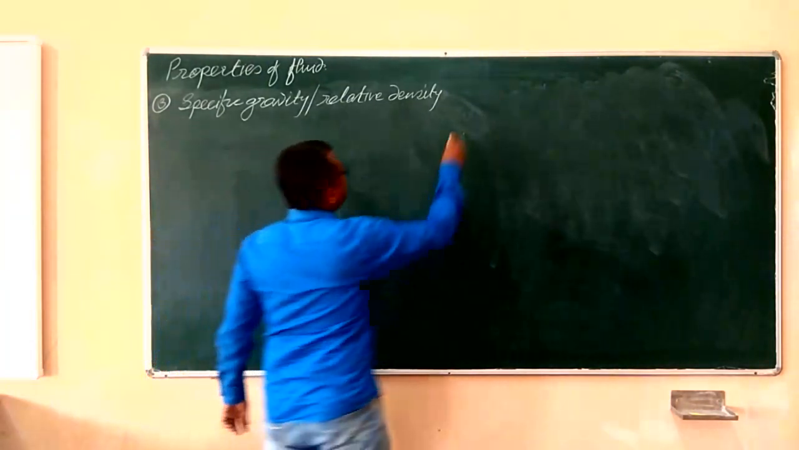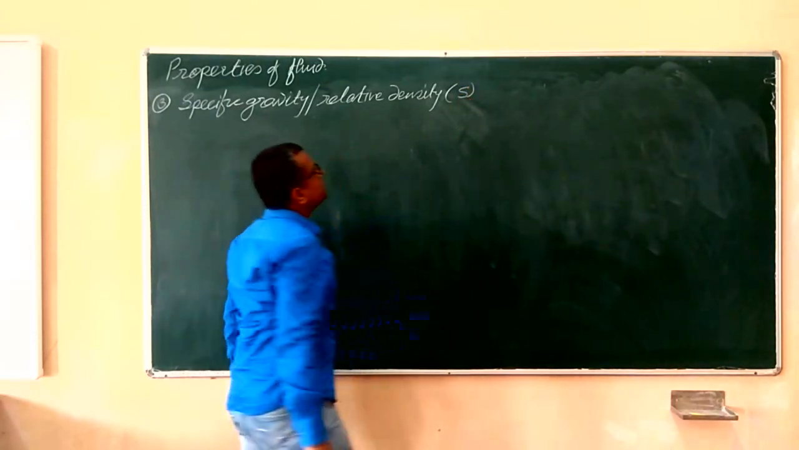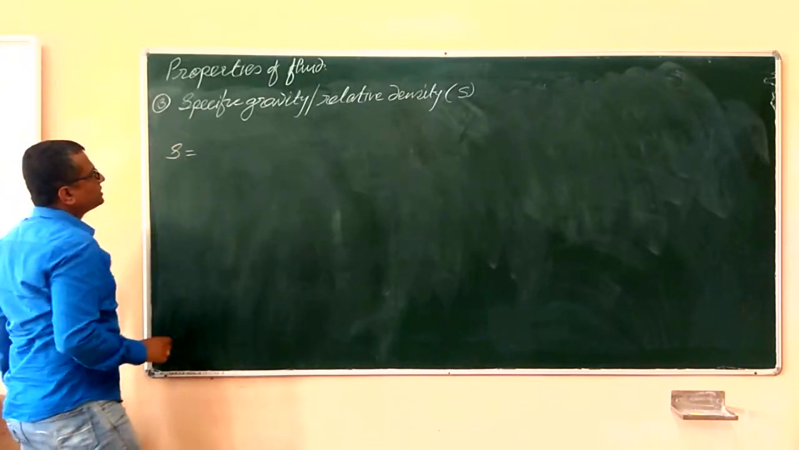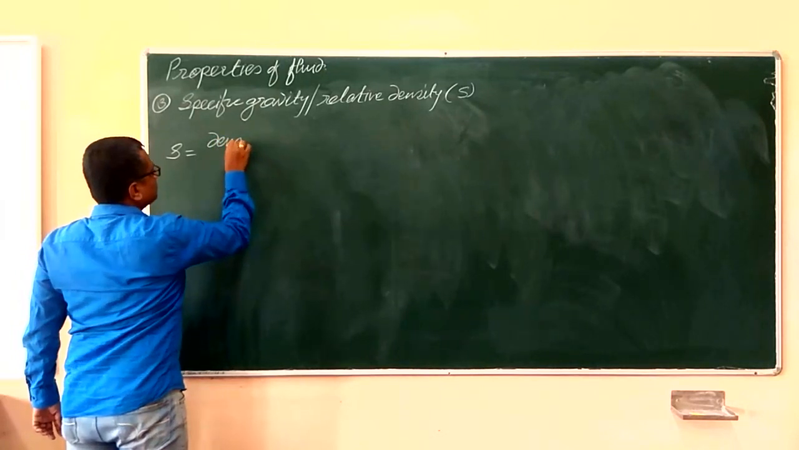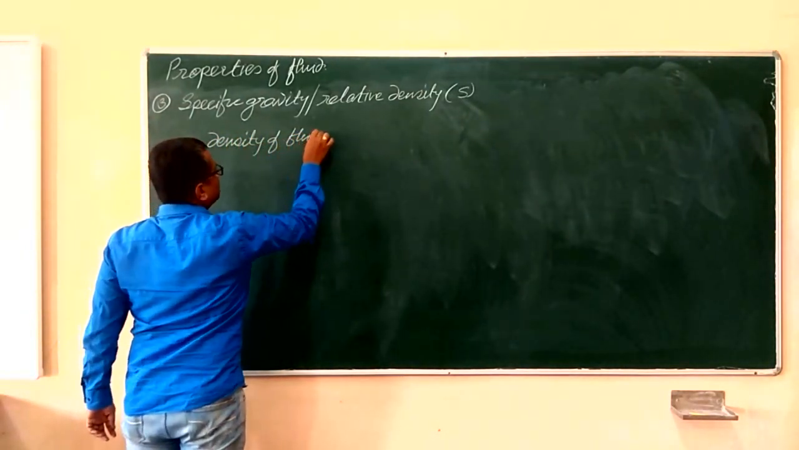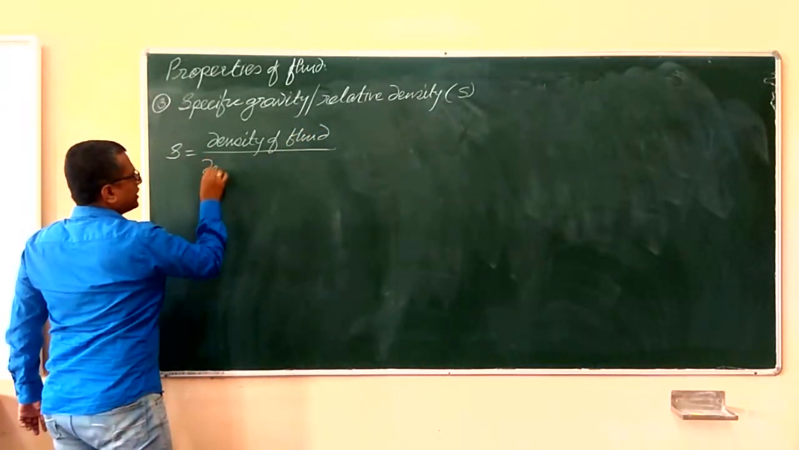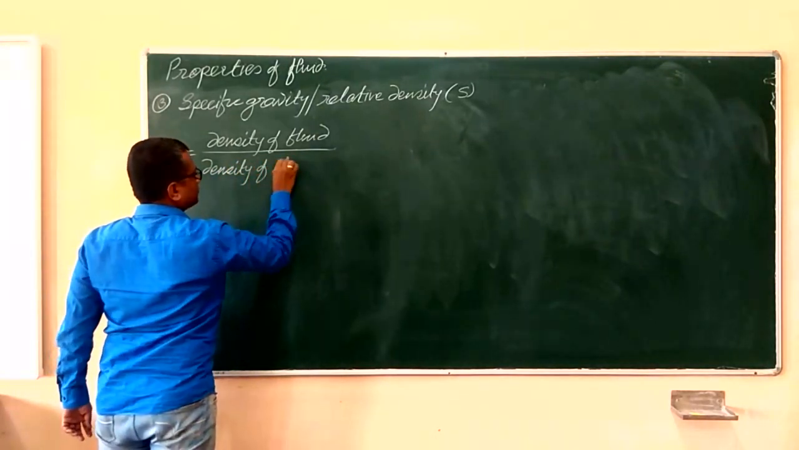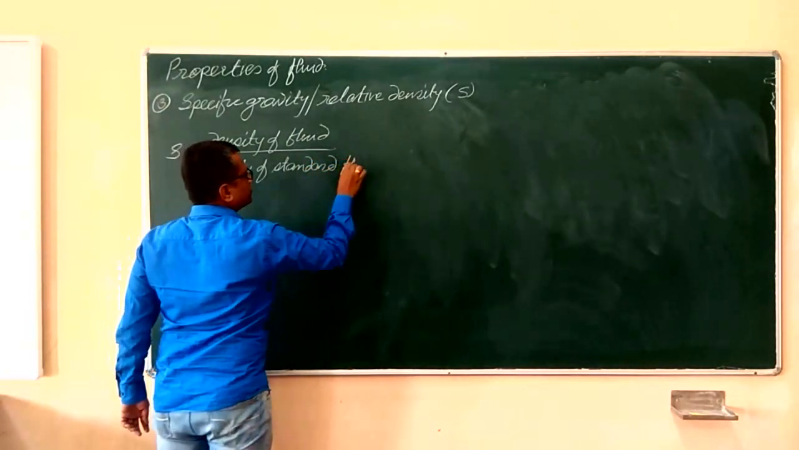The term relative density or specific gravity is represented by the letter S and is defined as follows. The specific gravity S is defined as the density of the fluid divided by the density of a standard fluid.